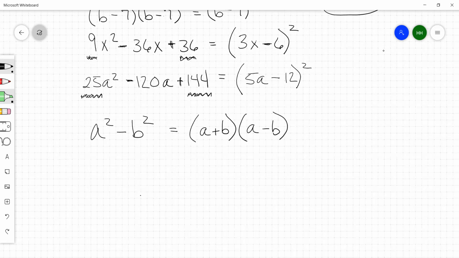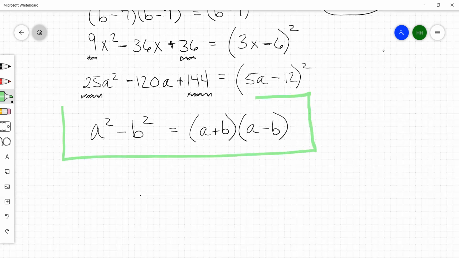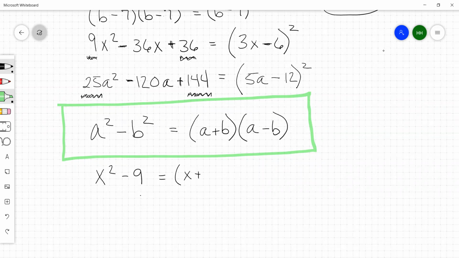Meaning there's no middle term here. There's nothing times ab. There's no 120a in the middle, and there's no 36x in the middle. There's not a middle term. It's a first term and it's a last term. An example of that will look something like x squared minus 9. x squared minus 9 is a difference of perfect squares, and its factors are x plus 3 times x minus 3.